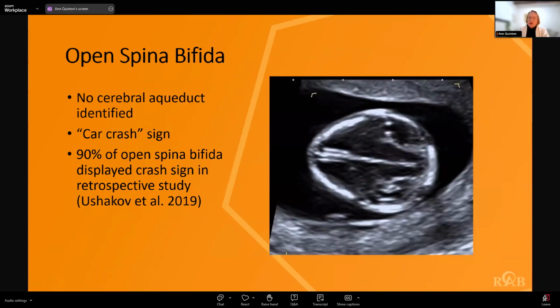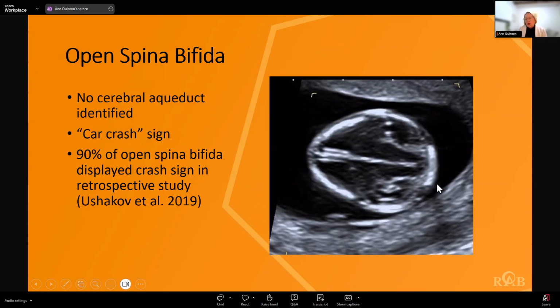Now, I talked before about the importance of looking for the cerebral aqueduct. So here, this is the thalami. We can still see thalami in this view. We've got the interhemispheric fissure. Here are the cerebral peduncles, but we can see we're missing that box-like shape of the cerebral aqueduct here. And this has been described as the car crash sign because somebody thought that this part of the brain, the peduncles, look like a car bonnet crashing into a wall here, which is the occipital bone.